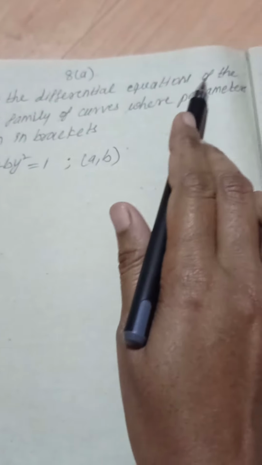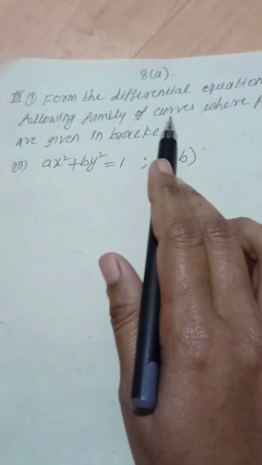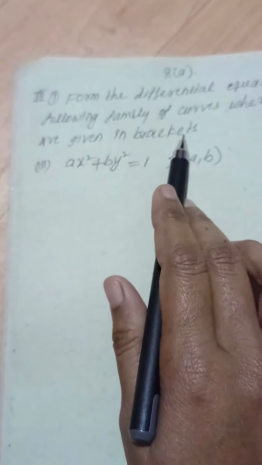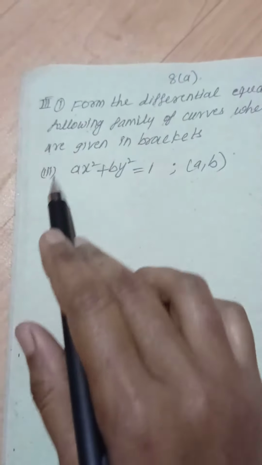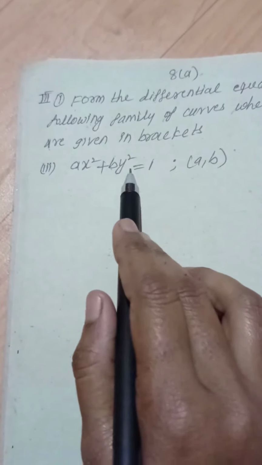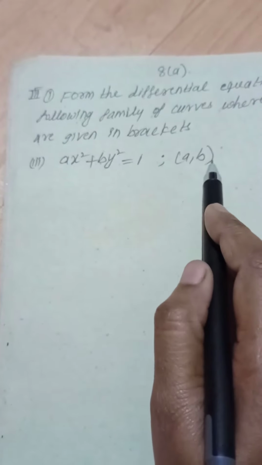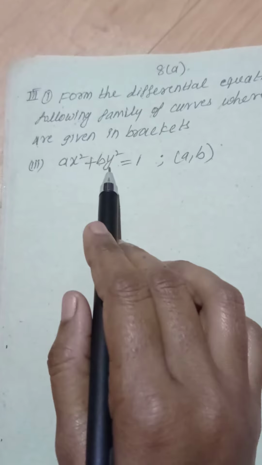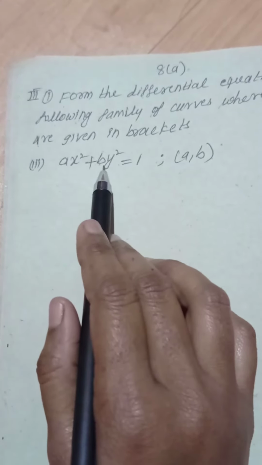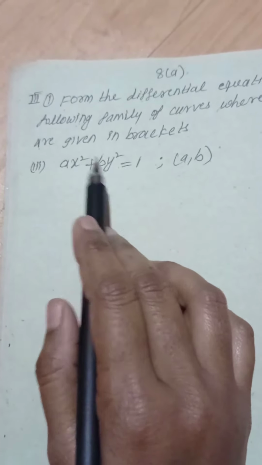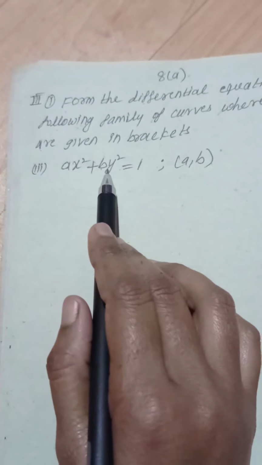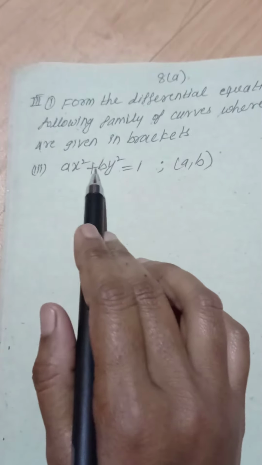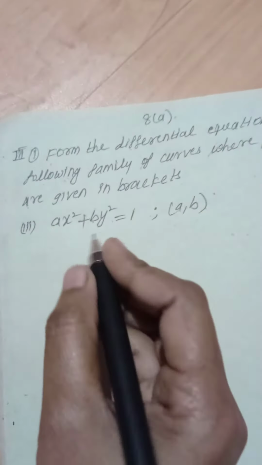Form the differential equation of the following family of curves where parameters are given in brackets. Third problem: ax square plus by square equal to 1, where a, b are parameters, means constants. Find the differential equation of this equation. In this equation a, b are two constants, so differentiate this equation two times and remove a and b values from this equation, then we get the differential equation.